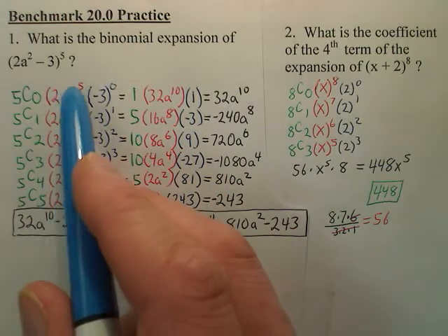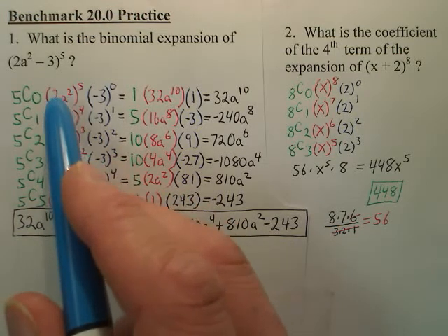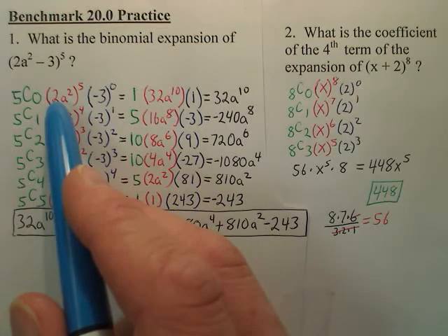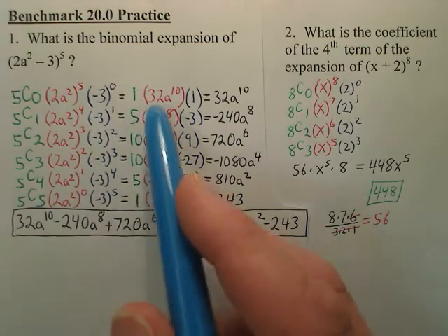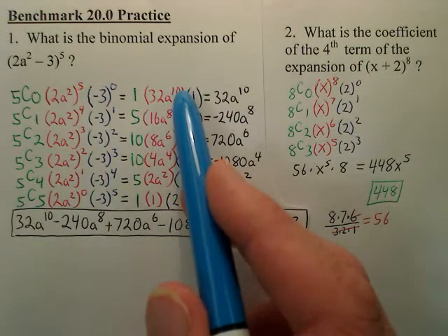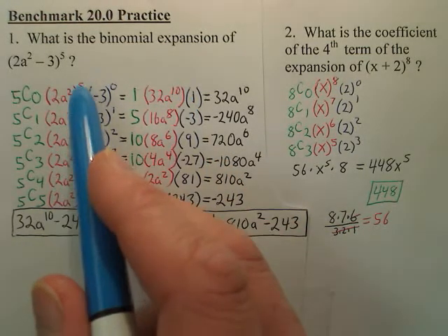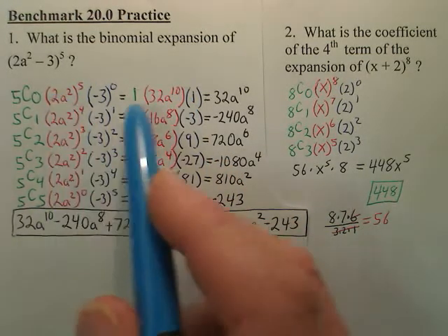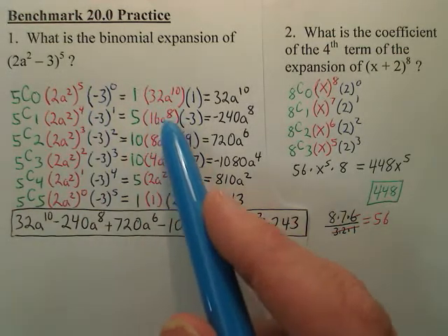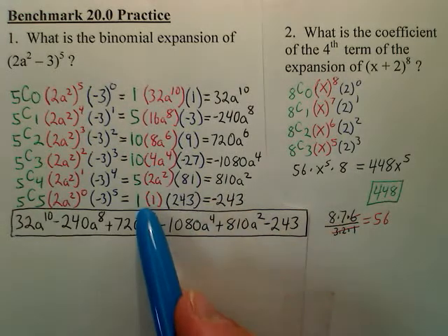Now, 2a squared to the fifth means 2a squared times 2a squared times 2a squared times 2a squared times 2a squared, which is 2 to the fifth, which is 32, and a squared to the fifth is a to the 10th. You multiply the powers. A lot of people forget to make this 32. This is to the fourth, so it'd be 16, a to the 8th, and so forth.